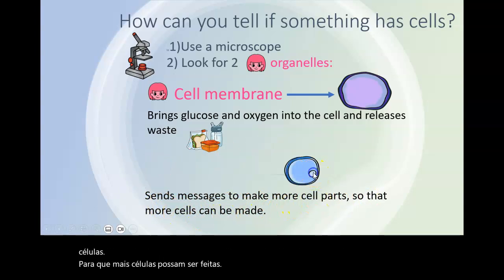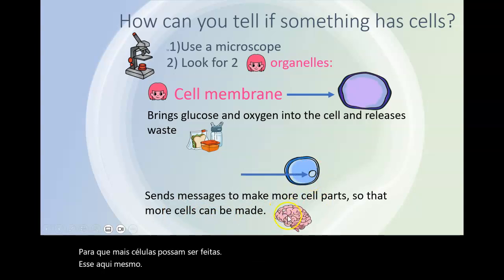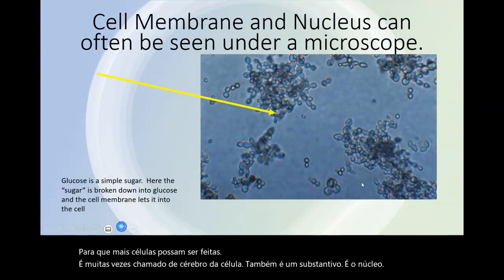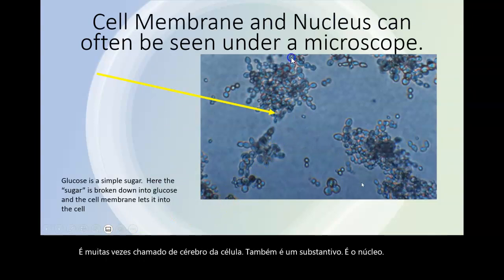It's this one right here. It's often called the brain of the cell. It's also a noun. It is the nucleus. Cell membrane and nucleus can often be seen under a microscope.